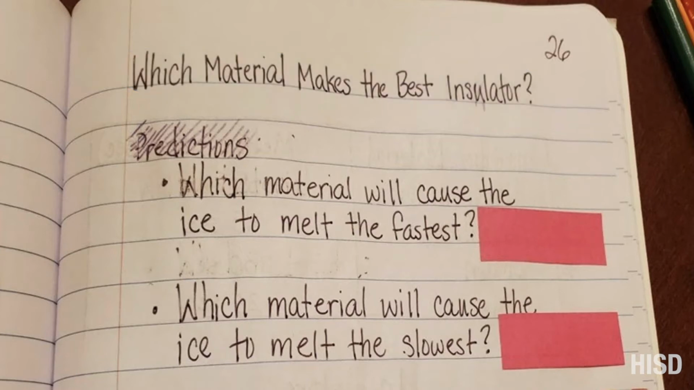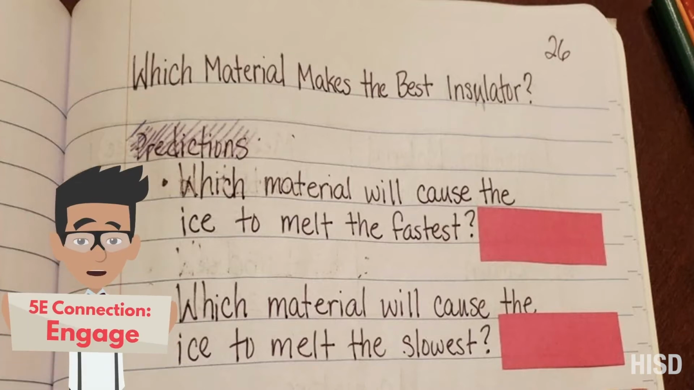Then, ask your students to write down their predictions ahead of the actual investigation. Questions could include: which material will cause the ice to melt the fastest? Which material will cause the ice to melt the slowest?